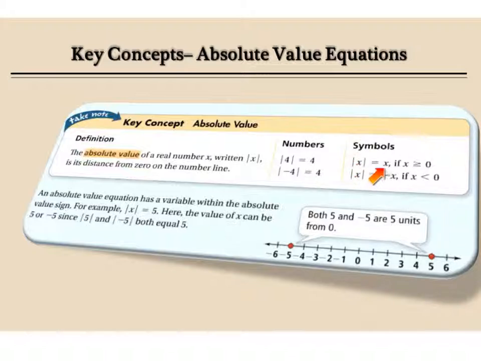And if this was 4, the symbol is, if x is greater than or equal to 0, the absolute value equals negative x if x is less than 0. So, an absolute value equation has a variable within the absolute value sign. For example, the absolute value of x equals 5. So we could write that two ways. The absolute value of x could be 5, or it could be -5 because they both equal 5. The absolute value of 5 is 5, and the absolute value of -5 is also 5. That's why our absolute value equations will have two solutions.